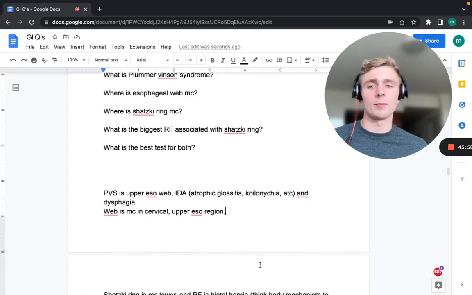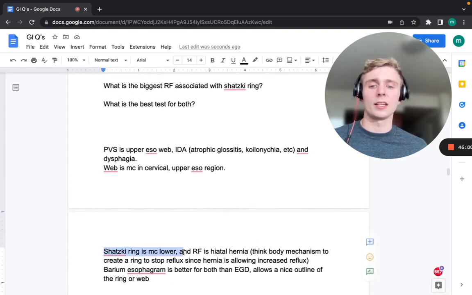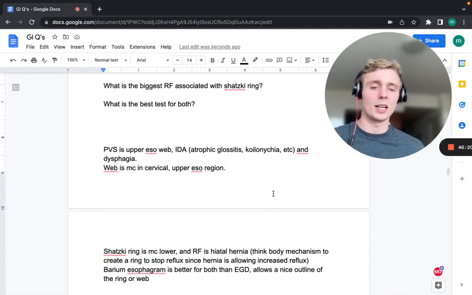So a Schatzki ring is going to be more inferior then. Schatzki ring is more common lower, in the distal esophagus, and the risk factor is a hiatal hernia. So how I remember this, a hiatal hernia, remember a type 1 anyways, is the GE junction sliding up through the hiatus, and that leads to regurgitation. So you can think of this as the body's mechanism to create a ring to stop some of that reflux from damaging and getting further proximal up the esophagus. So you have that ring just above the lower esophageal sphincter that you can think of as your body's mechanism to prevent some of that acid from leaking up.